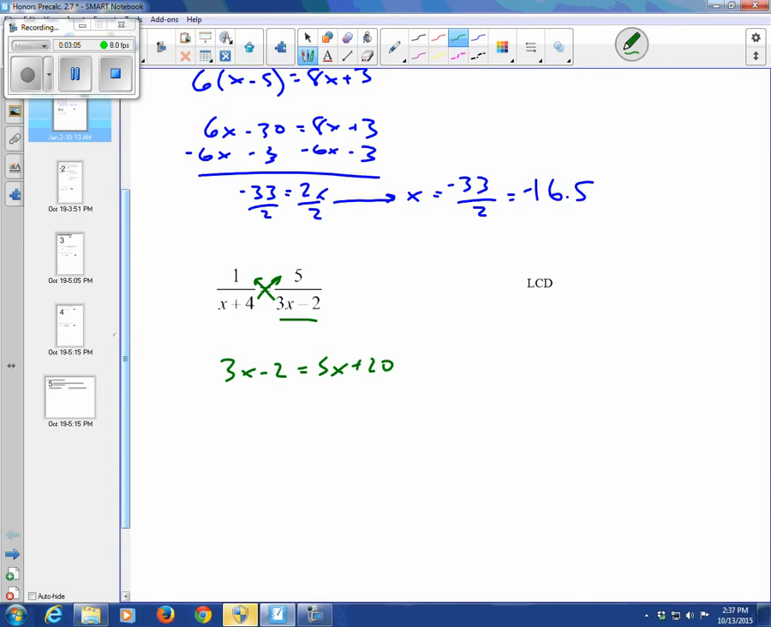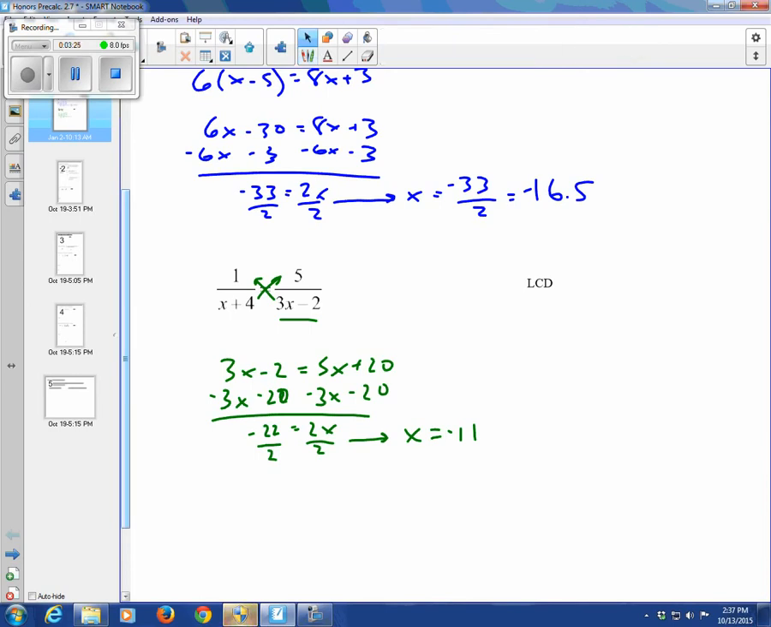Again, we can solve for x by bringing all the x terms to one side, so subtract 3x from both sides, and bringing the constants to the other. Oops, it's going to be 20. Then we would get negative 22 equals 2x. Divide by 2, divide by 2, and we can say that x is going to equal negative 11.